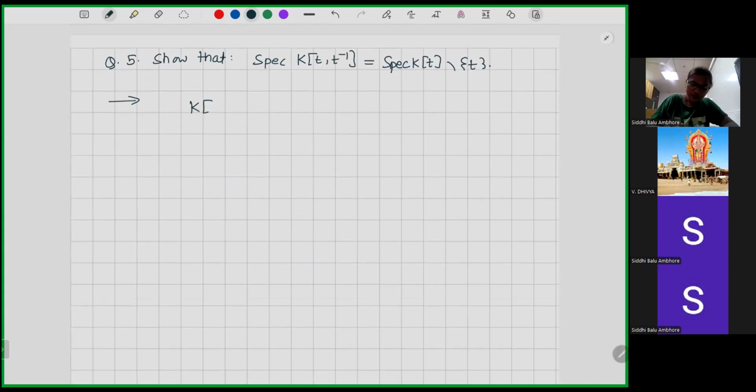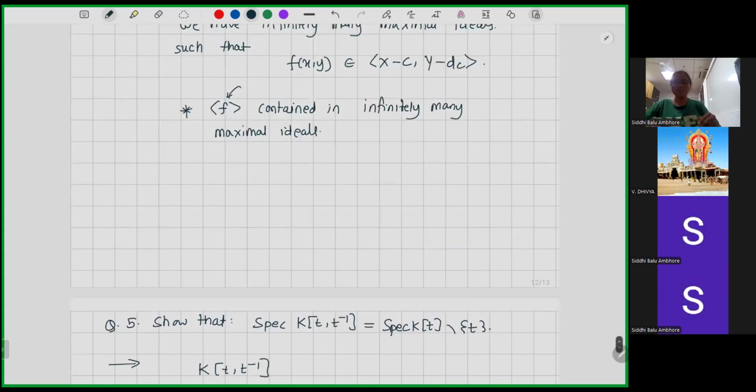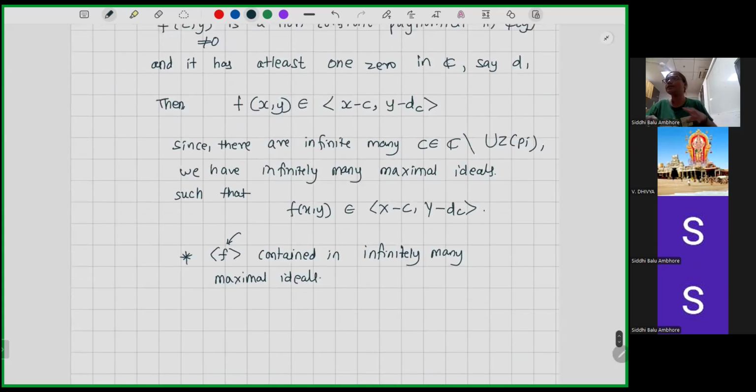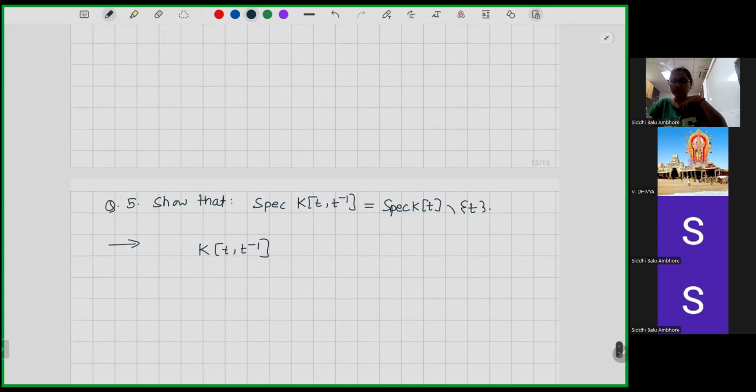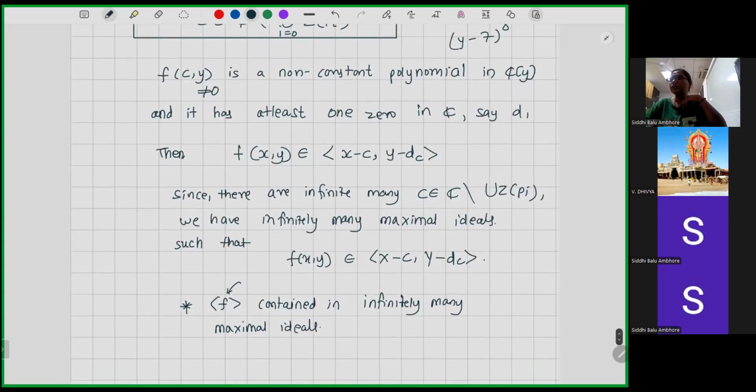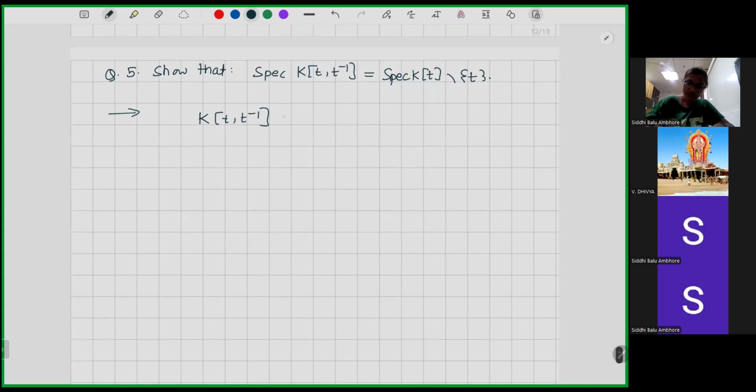So this k[t, t inverse], yeah. I mean, what we did here, I hope there is no doubt. I didn't ask, but if you have any doubt, please ask. Otherwise, I will move to the next question. Is there any doubt in this first one? This fourth, fifth question, no doubt? Okay, so we'll move to the next one.